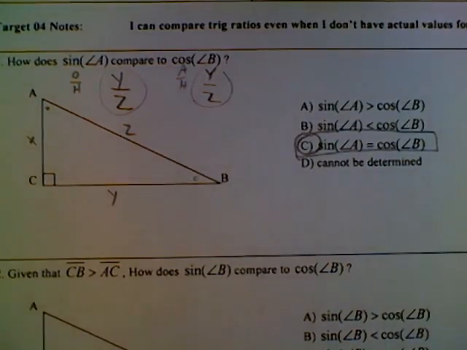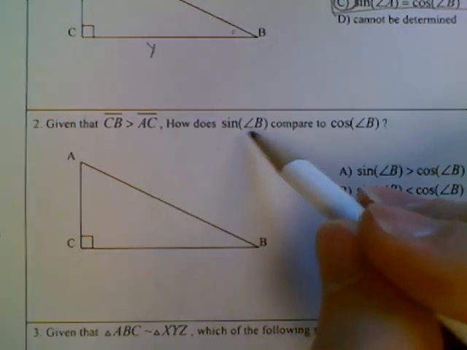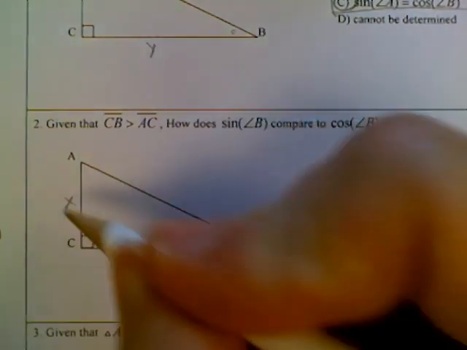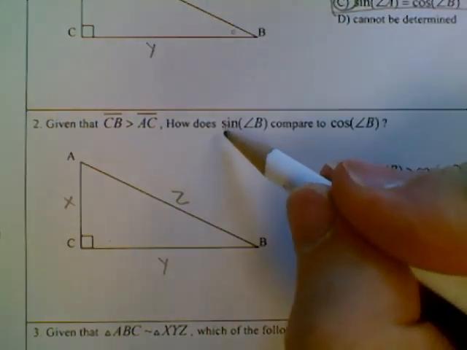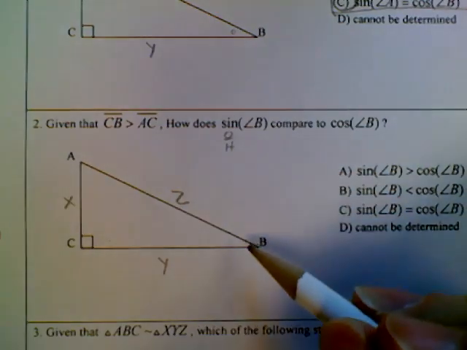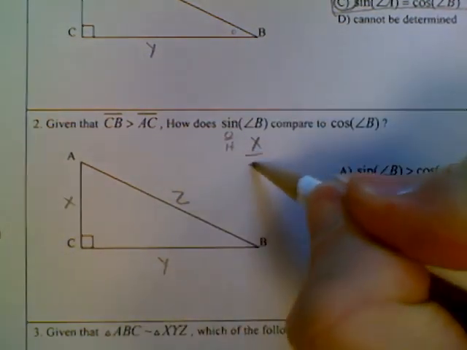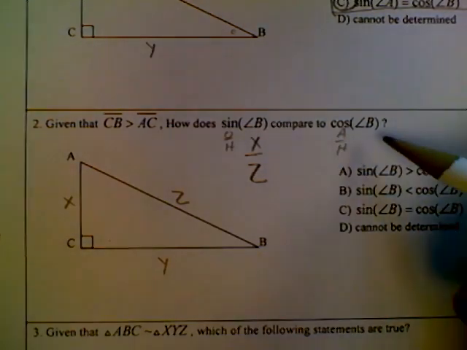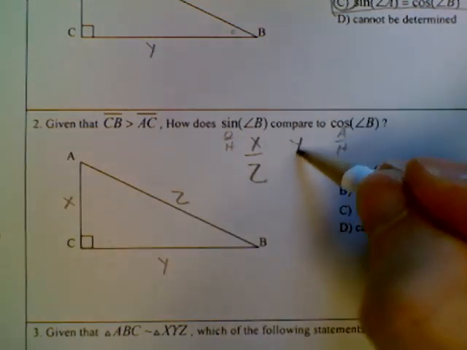Okay. Moving on to number 2. How does sine of B compare with cosine of angle B? Alright, let's do the same thing. Let's just put some variables in for the side lengths. And for sine of B, which is opposite over hypotenuse, opposite is x, hypotenuse is z. And for cosine of B, that's adjacent over hypotenuse. From angle B, the adjacent is y, the hypotenuse is z.